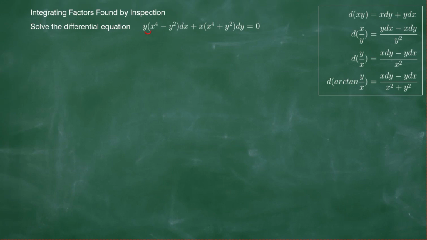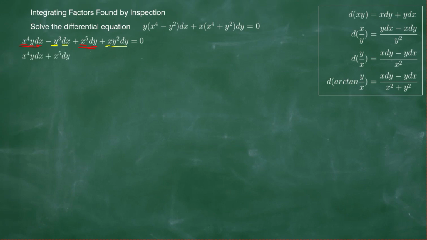So we first multiply y to x to the fourth, and we get x to the fourth y times dx, and then minus y cubed dx. Then we multiply x here, we get x to the fifth dy plus x y squared dy equals 0. So if you look at this equation, x to the fourth dx is actually the derivative of x to the fifth, and dy is the derivative of y. So we can pair these two terms, and then y squared dy is the derivative of y cubed, while dx is the derivative of x.